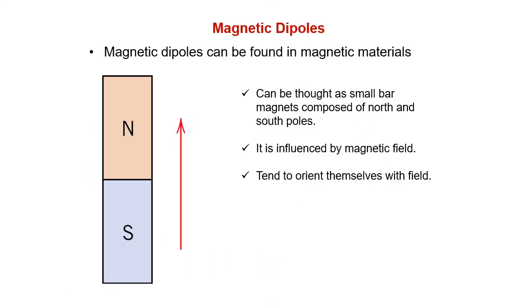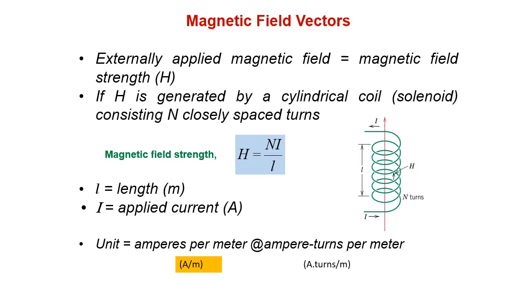Magnetic dipoles can be found in magnetic materials. They can be thought of as small bar magnets composed of north and south poles. They are influenced by a magnetic field and tend to orient themselves with the field.